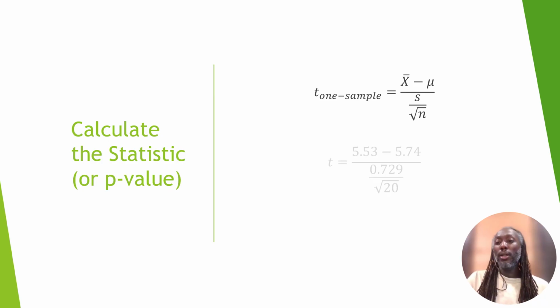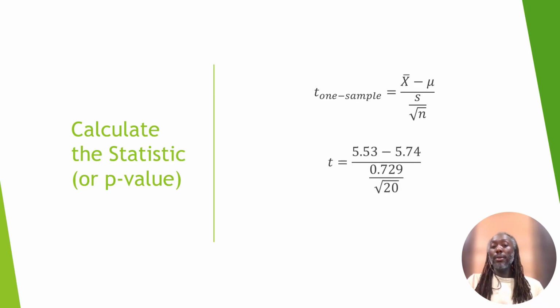And let's just go ahead and plug in some values here. So the mean of my sample was 5.53. The mean of the population was 5.74. I'm going to divide that by 0.72 divided by the square root of 20, or my standard deviation for the sample divided by the square root of my sample size. And I'm going to wind up with a value of negative 1.288. Right? This is my calculated t that I need to then compare with the critical value, and we'll do that next.